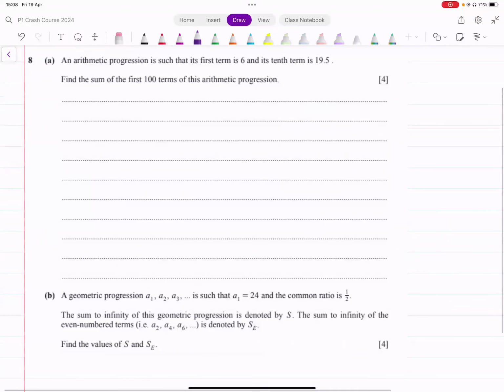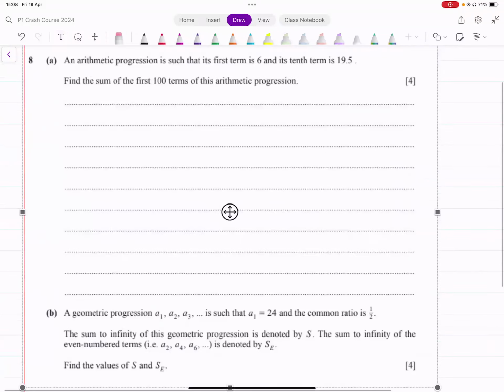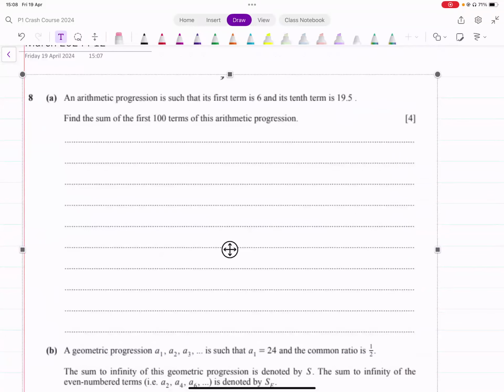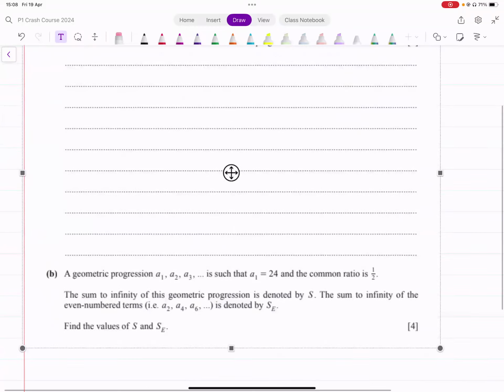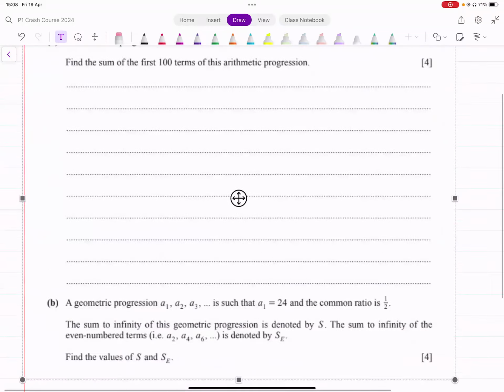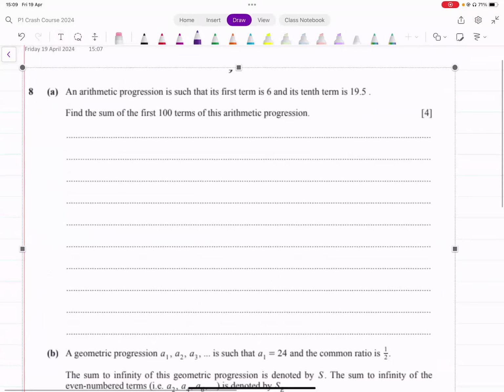Okay, so it says an AP is such that the first term is 6, and the 10th term is 19.5. Find the sum of the first 100 terms of this AP. Now that's pretty straightforward, the first part at least. T1, that means a is 6. We're talking about an AP. The first term is 6, and the 10th term, that means T10, is equal to 19.5.